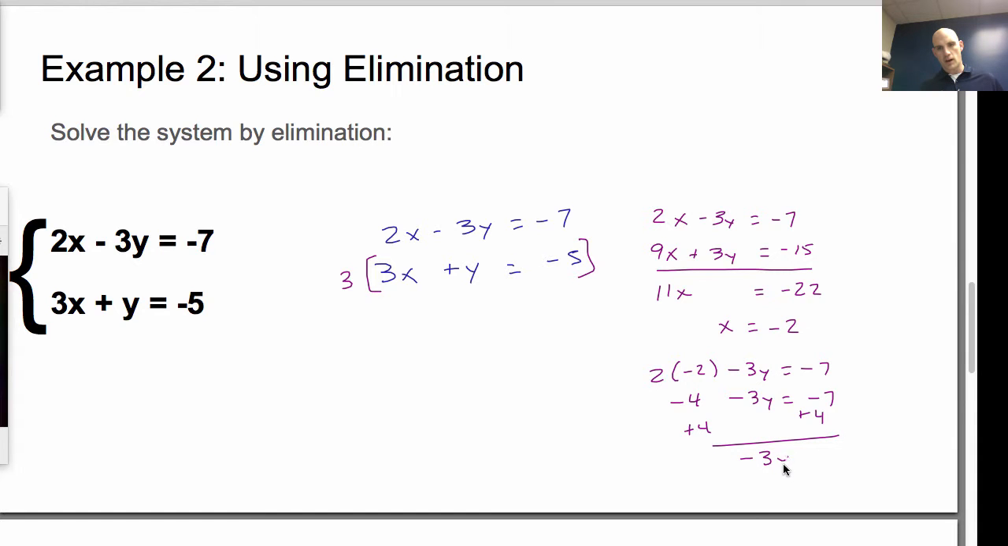And so negative 3y equals negative 3. So y is equal to 1. Well, so I've got this solution now. x is equal to negative 2, y is equal to 1. And so a possible solution could be (negative 2, 1).